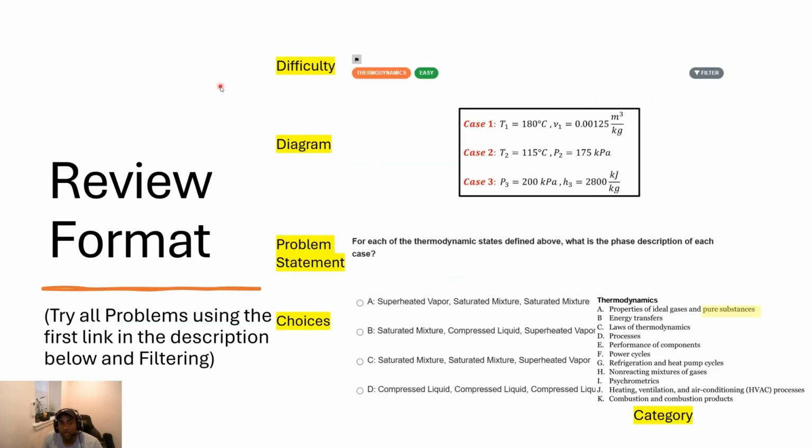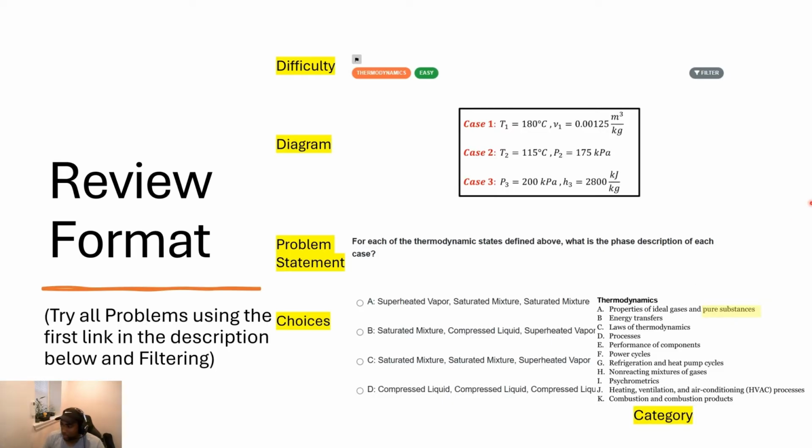This review will generally follow the following format where you see difficulty tags in the upper left. If the problem has a diagram, there'll be a diagram there, and there'll be a problem statement which states the question and answer choices. The FE exam is mostly multiple choice questions, so we try to focus on multiple choice questions here. And you'll also see a category section here where I'll highlight the relevant section that this question is trying to focus on.